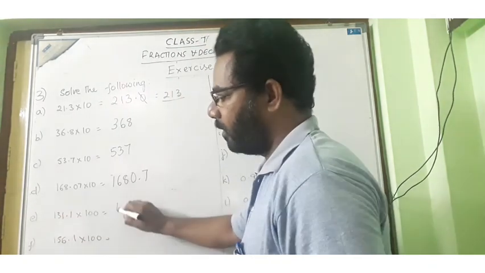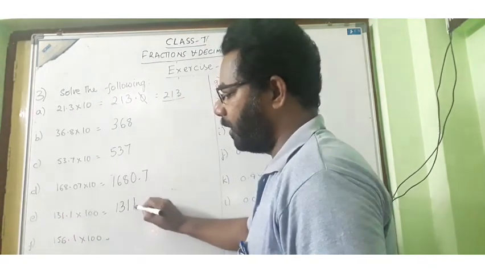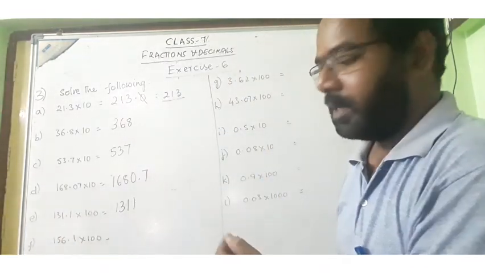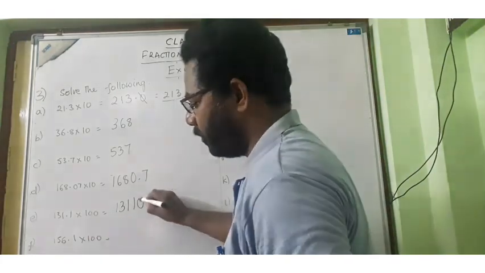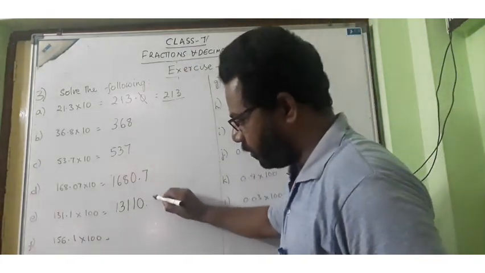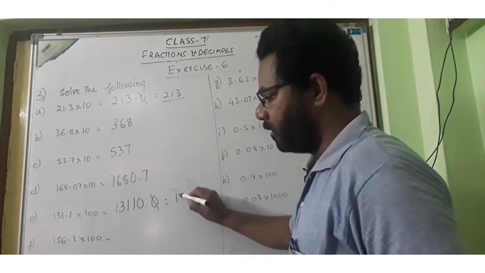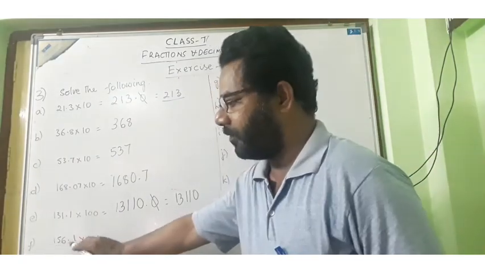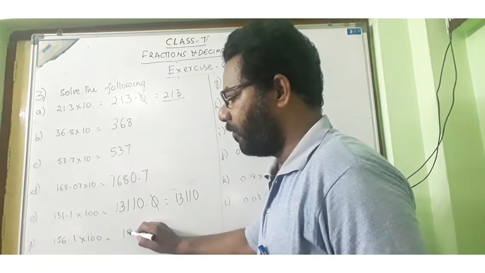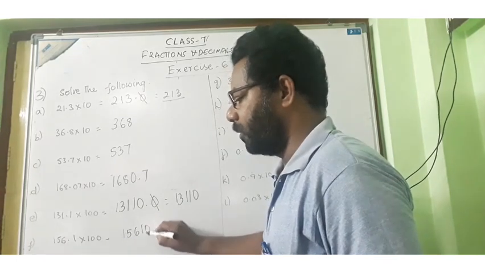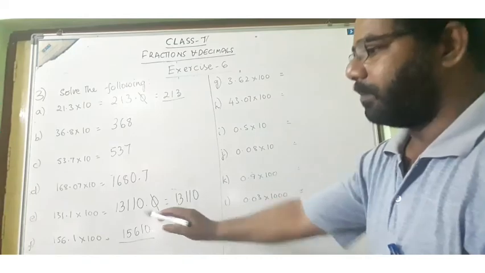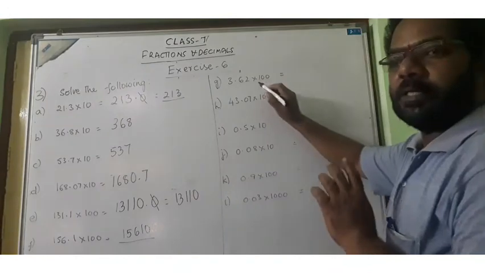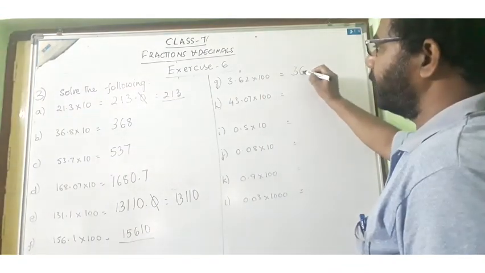131.1 into 100. 131.1 into 100 means after the point it should be jumping 2 digits, but we have only 1 digit, so we have to put another 0. Then only we have to put 0, but this is not necessary, so you can write 13110. Okay, this is also 156.1 into 100 means 15610. Understand? This is up to 100. 3.62 into 100. So after the decimal 2 digits are already there. So no problem. Directly you can write 362.